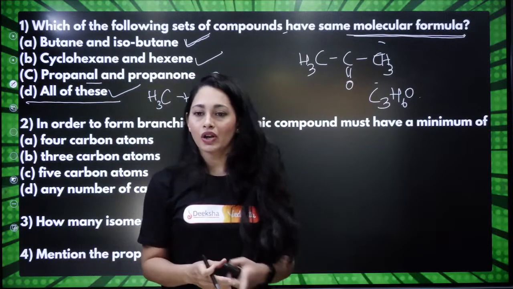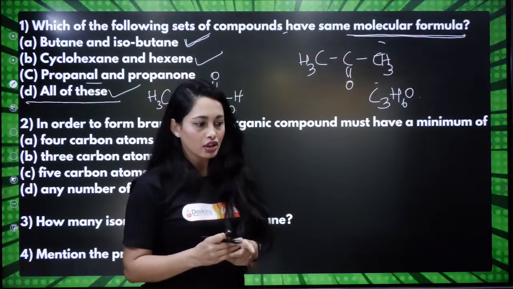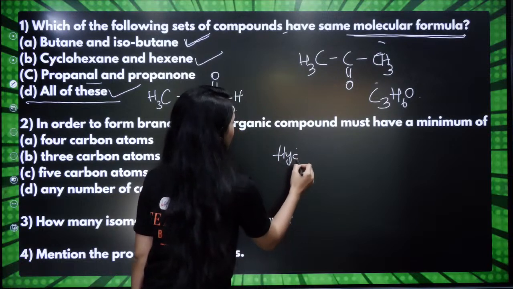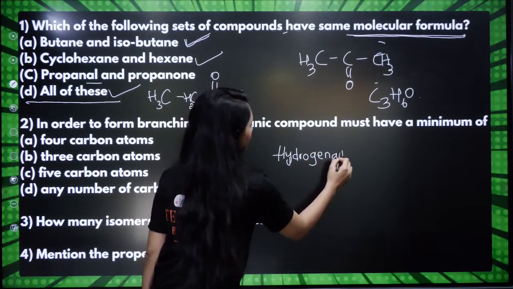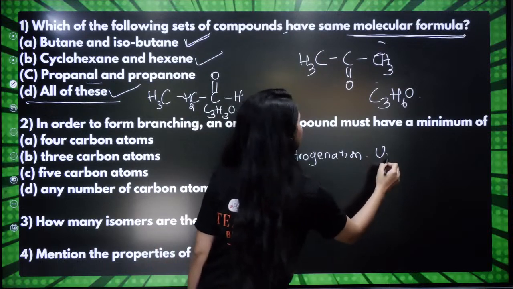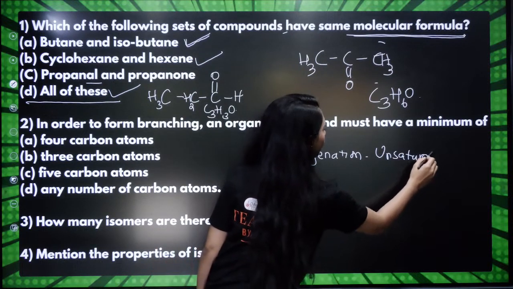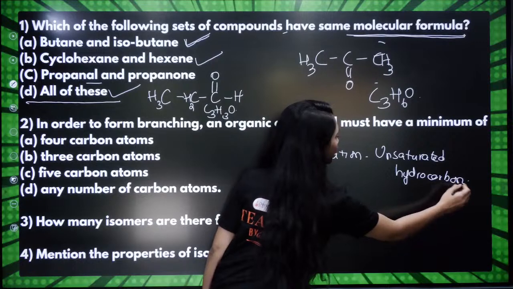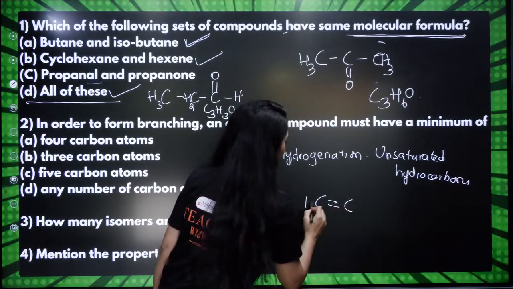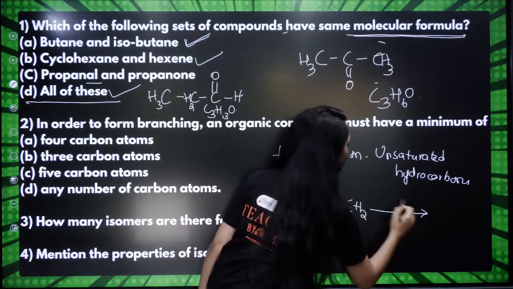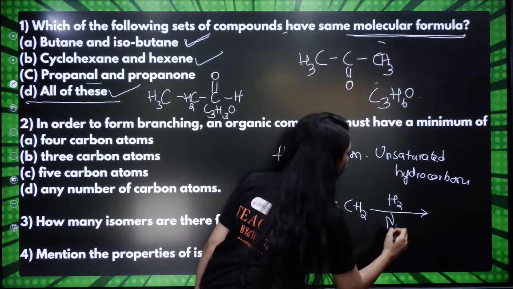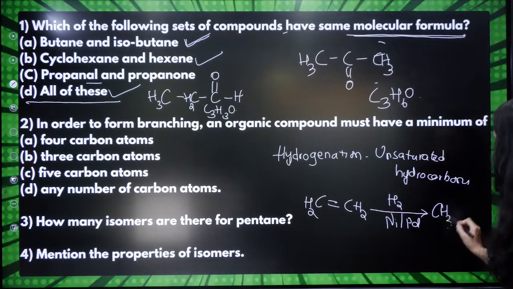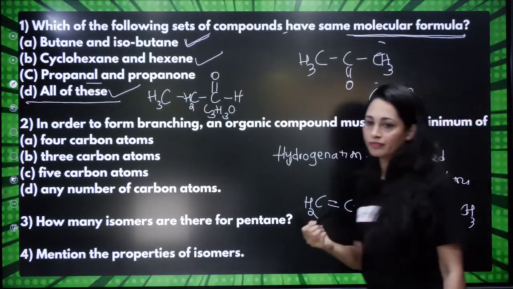So, hydrogenation. Okay, Kumar, hydrogenation is an addition reaction where unsaturation will be removed. So, hydrogenation happens in case of unsaturated hydrocarbons. Okay, I'll give you an example. So, we have ethene here, CH2, CH2. Hydrogenation happens in presence of nickel or palladium as a catalyst, and this double bond will be removed. CH3, CH3. This is hydrogenation.